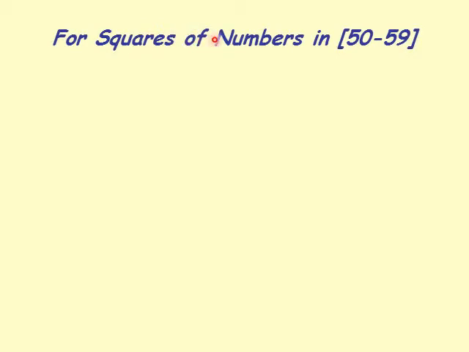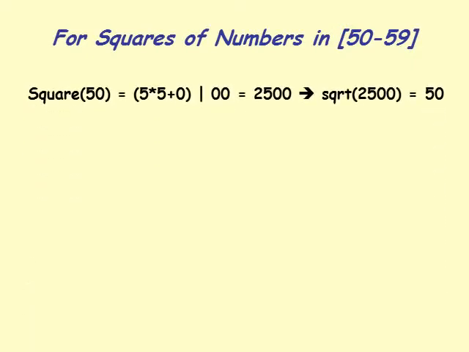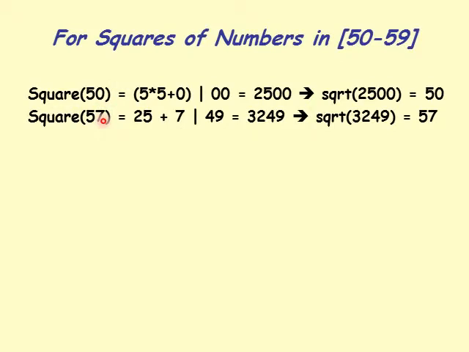Now we'll consider some more examples when we are dealing with squares of numbers in the range 50 through 59. We know that the square of 50 is 5 times 5 plus 0. The 0 is on the left, and two zeros, which is 0 times 0, the square of the digit on the right, and we need two digits, so it's 2500. That means the square root of 2500 is 50. So we know the square of 57 is 25 plus 7, and 5 times 5 is 25.